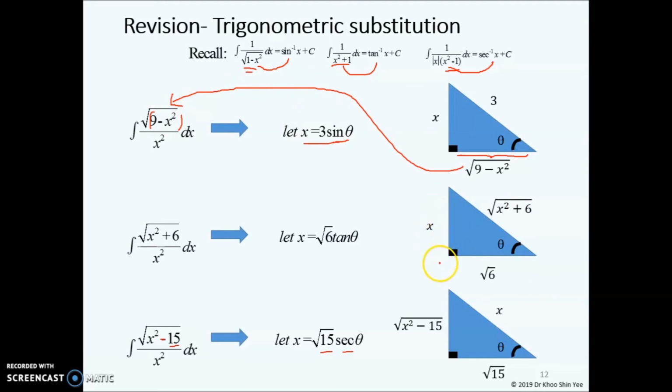And for the next case, you can see also the same tangent, x over square root 6. Second is the 1 over cos. So your cos should be square root 15 divided by x. So your cos angle should be square root 15 over x.